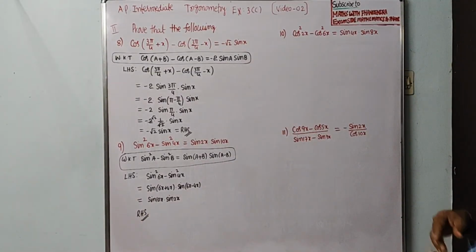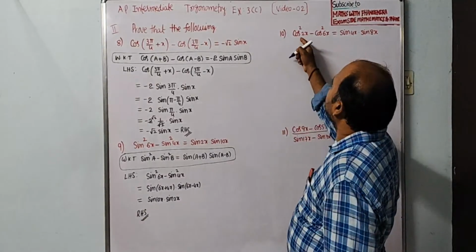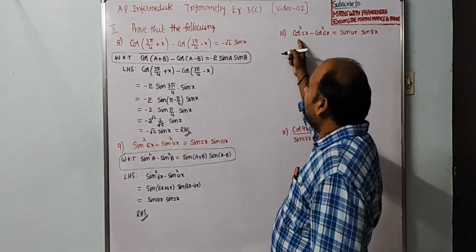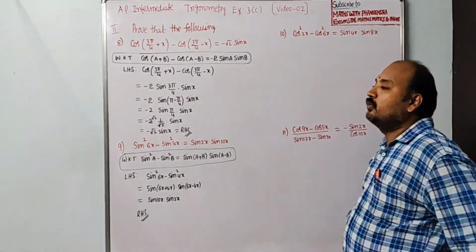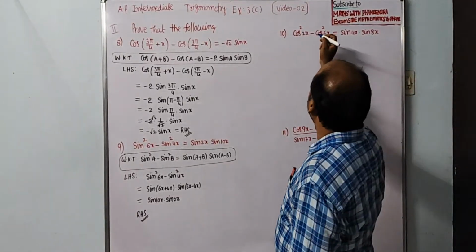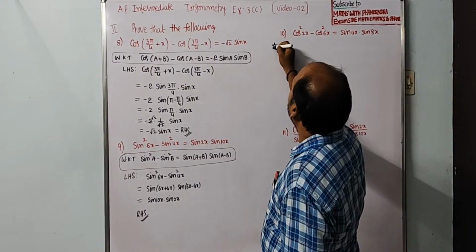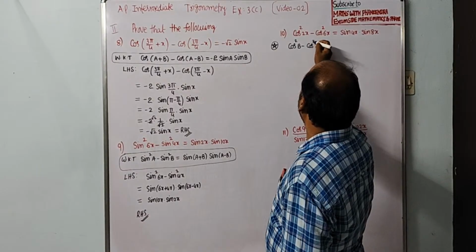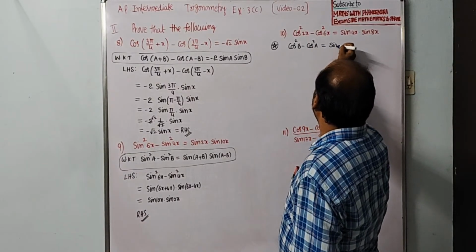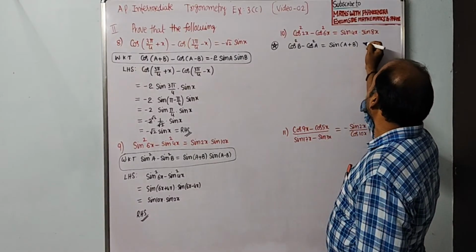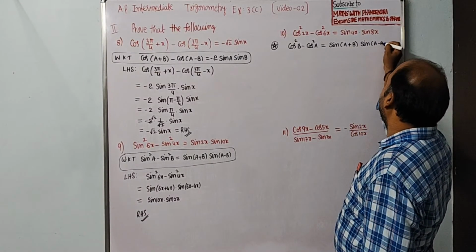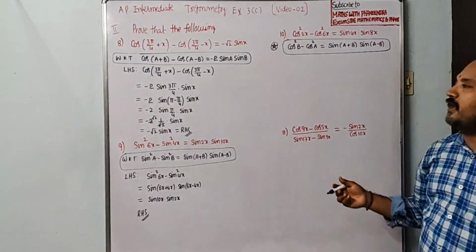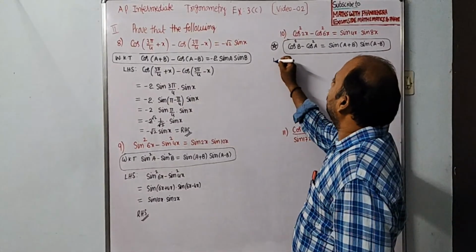Now here, cos square A minus cos square. We have a formula. We know that cos square B minus cos square A is equal to sine of A plus B into sine of A minus B, dear students. Very, very important. You need to remember this formula. Without remembering, without practicing, you can't get it.